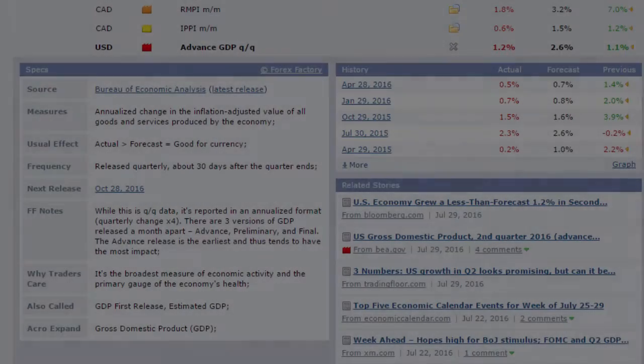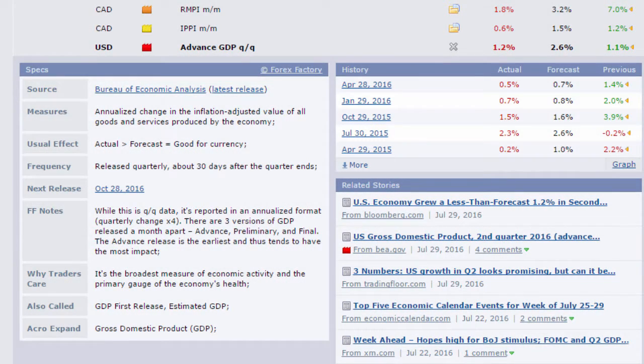Looking at Forex Factory, we can see that at 6:30 a.m., the U.S. advanced GDP quarter-on-quarter news came out. The expected forecast was 2.6%, but the actual number fell very shy at a whopping 1.2%, showing up at half of what was expected.